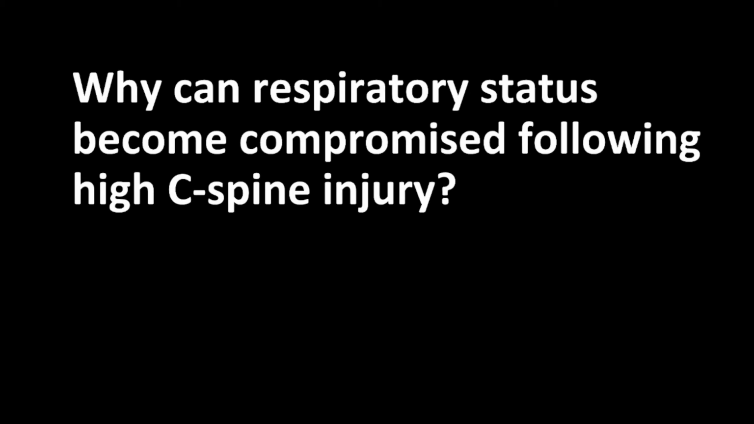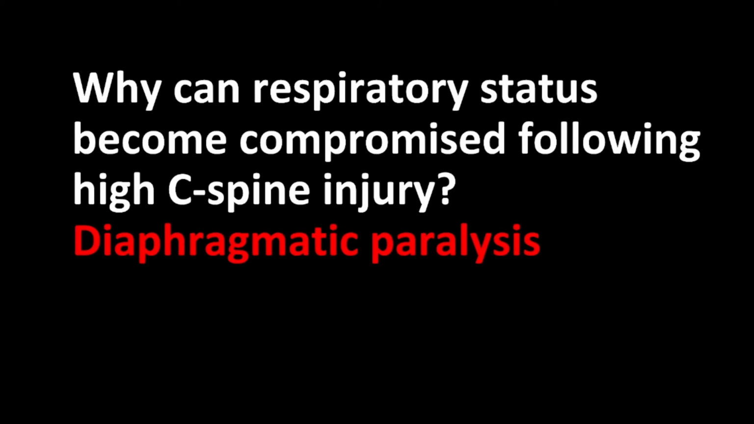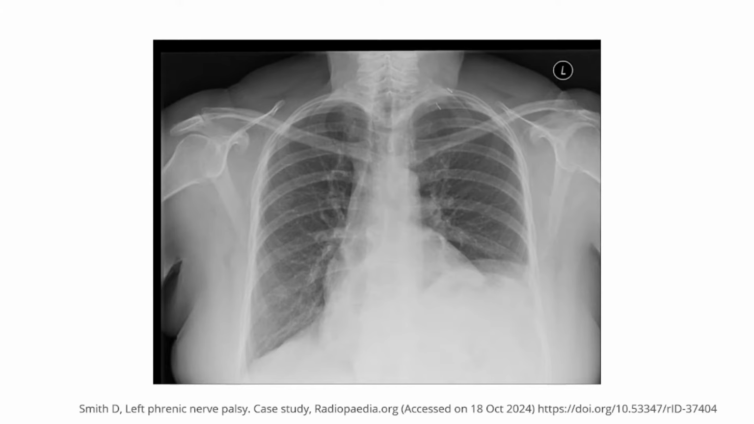Now, another commonly tested question is, why can respiratory status become compromised following a high C-spine injury? So the reason for that is diaphragmatic paralysis, and you might remember that C3 through C5 keep the diaphragm alive, meaning that the nerve roots from C3 to C5 innervate the diaphragm through the phrenic nerve. So when you have a high C-spine injury, you can get impingement of those nerve roots and therefore diaphragmatic paralysis. Here is an image of left phrenic nerve palsy, and you can see hemidiaphragm elevation on the left side, which can be seen following high C-spine injury.